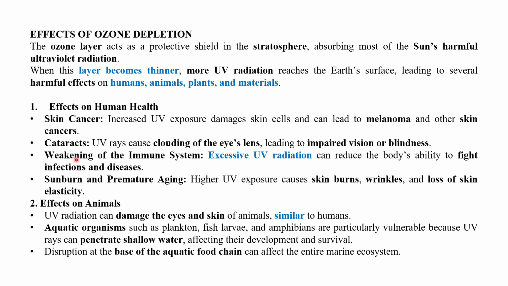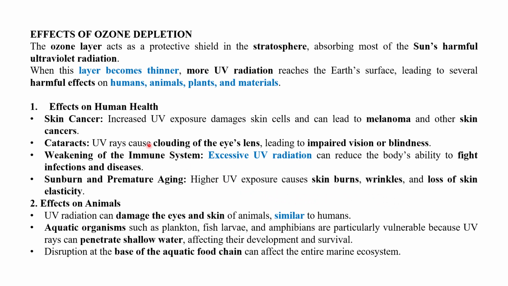The next effect on human health is that it weakens the immune system. Excessive UV radiation can reduce the body's ability to fight infections and diseases. So immunity is also going to be decreased by ultraviolet radiation. Sunburns and premature aging: higher UV exposure causes skin burns, wrinkles, and loss of skin elasticity.